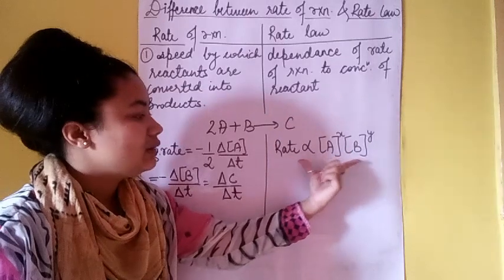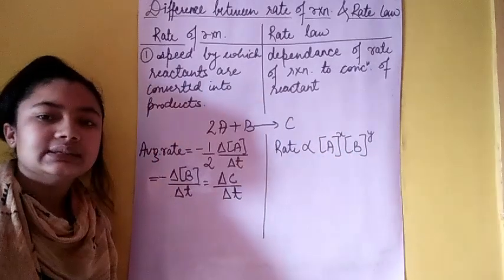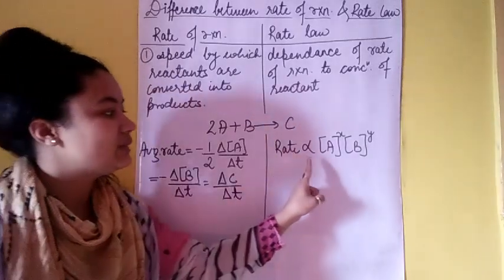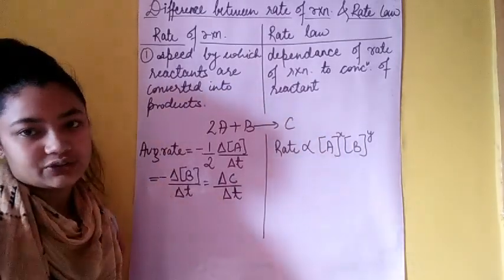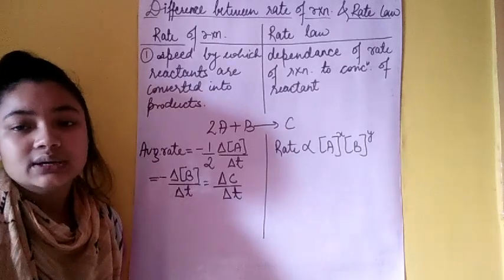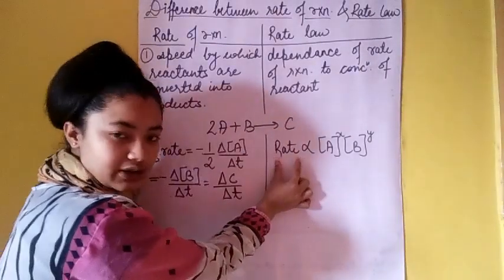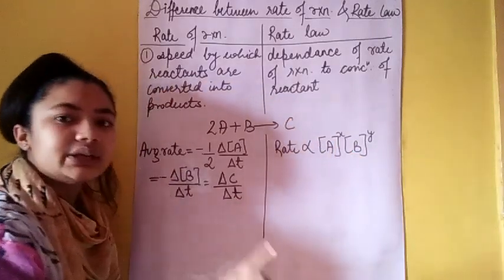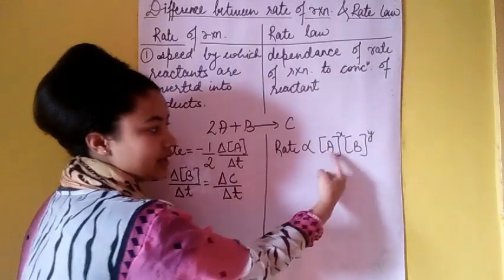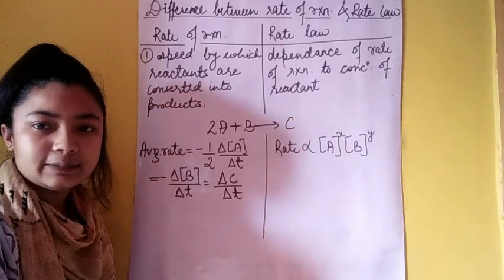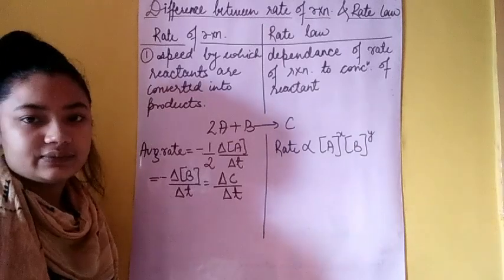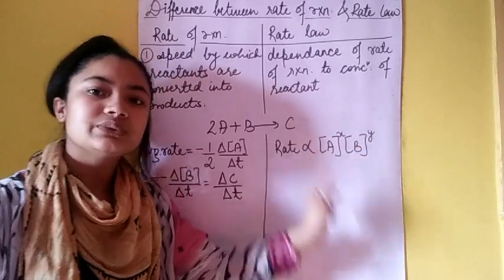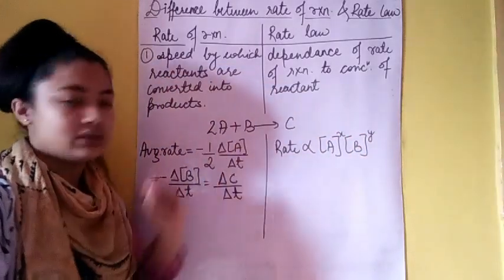Now, this law we studied in class 11th in the chapter on equilibrium, that is the law of mass action. What is the difference between this rate law and the law of mass action? The law of mass action states that the rate of any chemical reaction is directly proportional to the product of the concentrations of the reactants. The difference is that in place of x and y, we directly use the stoichiometric coefficients.